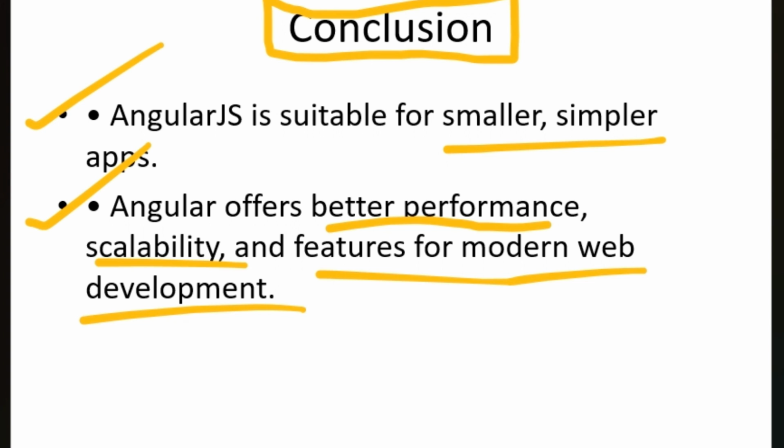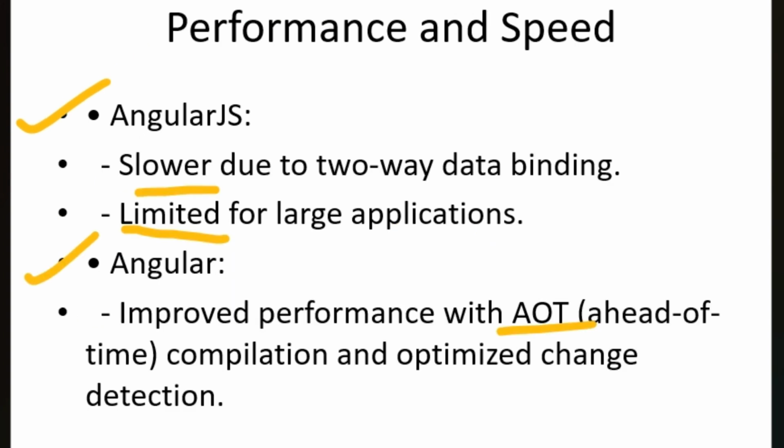Key takeaways. Architectural shift. Angular has evolved from a framework that supports MVC to one that is component-based, making it more modular and maintainable. Performance. Angular outperforms AngularJS due to optimizations like AOT compilation and one-way data flow.